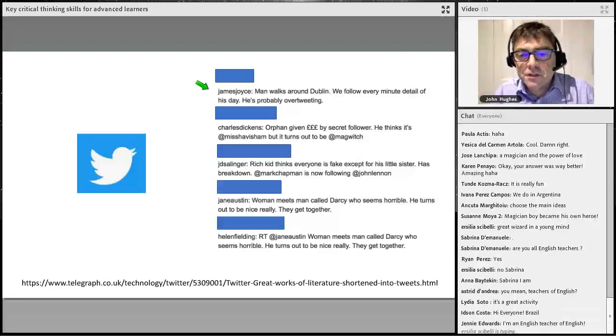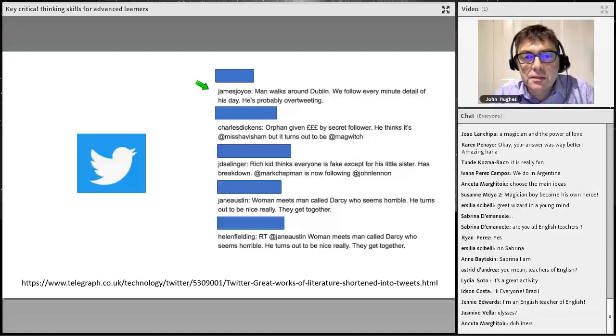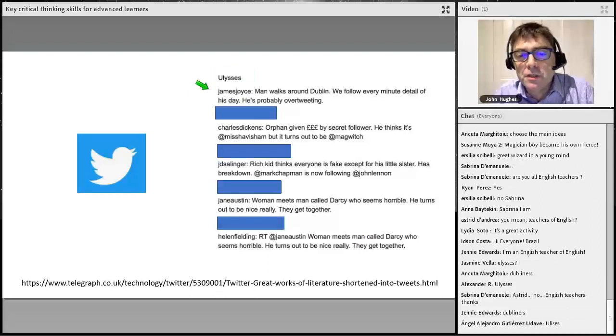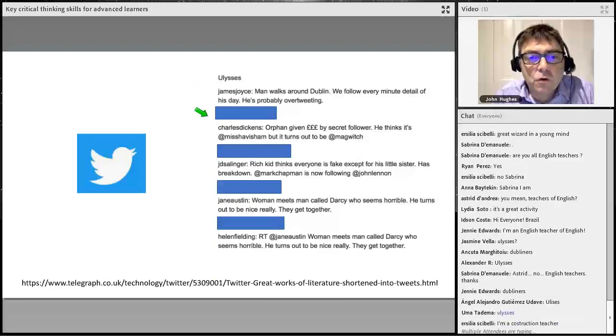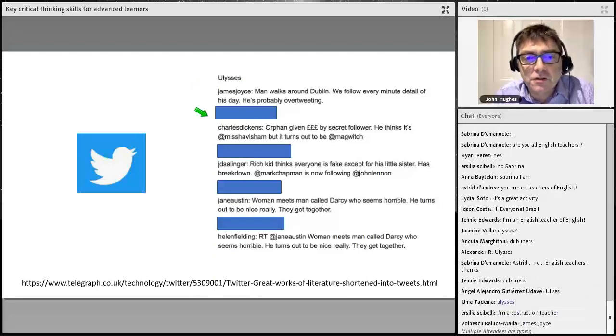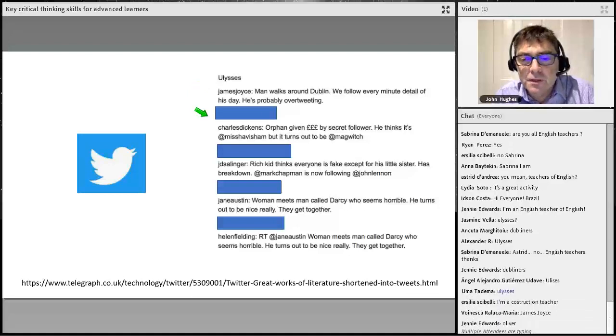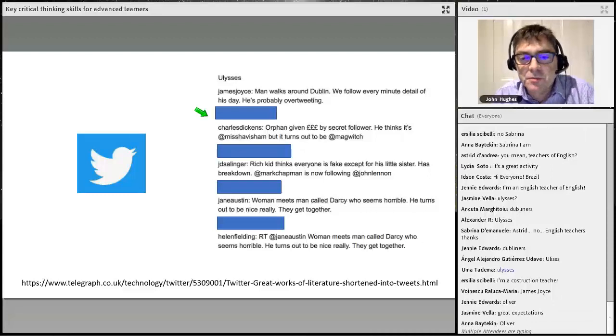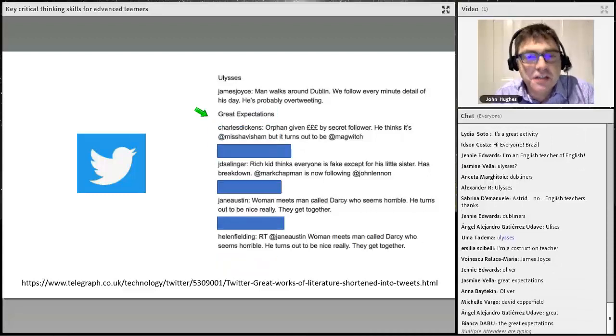So look at the first one. What do you think the piece of literature is in number 1? Any readers of English literature out there? James Joyce, Man Walks Around Dublin. Correct, Jasmine. 1 point to Jasmine. It was Ulysses. Next one. Charles Dickens, Orphan gets pounds by secret folly, thinks it's Miss Havisham. Oliver is not correct, Jenny. Great Expectations is correct, Jasmine.